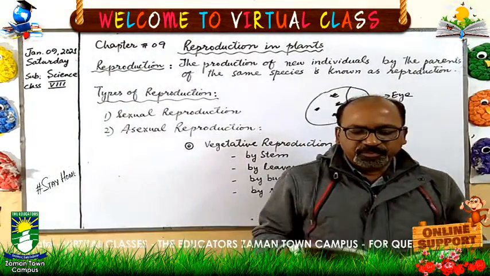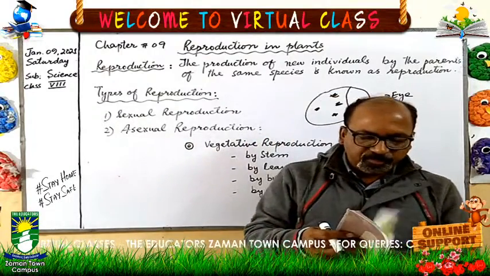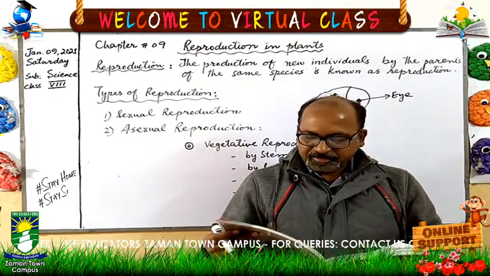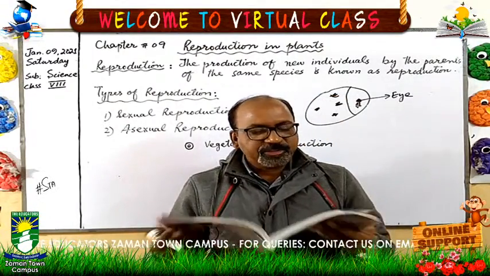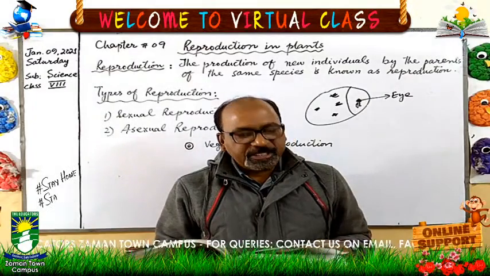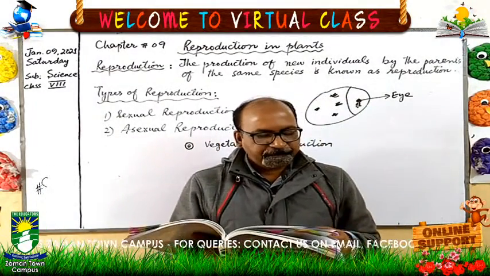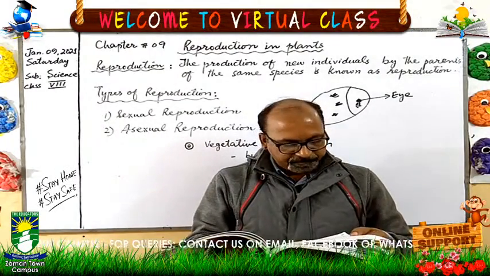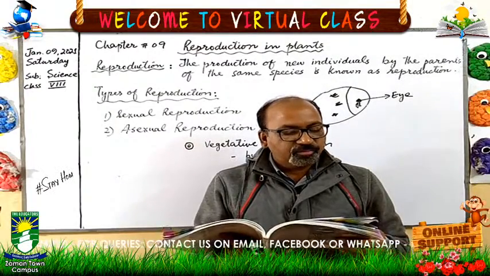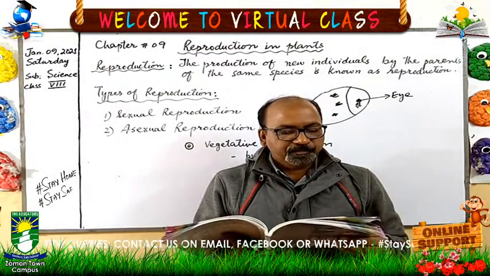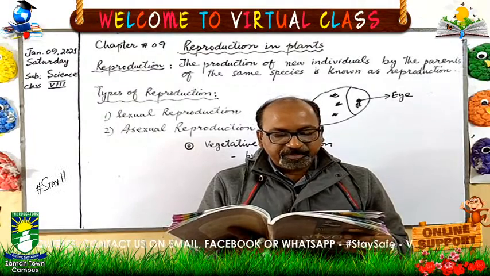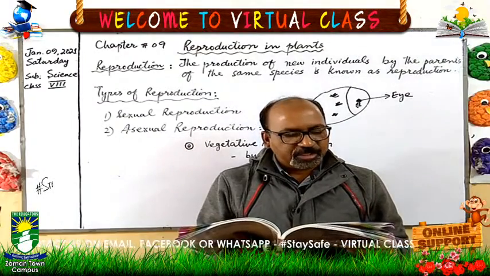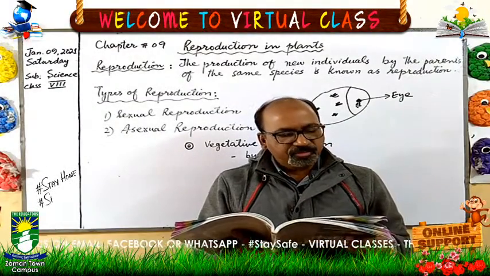Now come towards your homework. Open your books at page number 120, assessment 2, A part, question number 2. What do you mean by vegetative reproduction? Give any 2 examples. I have explained vegetative reproduction and also given 2 examples.